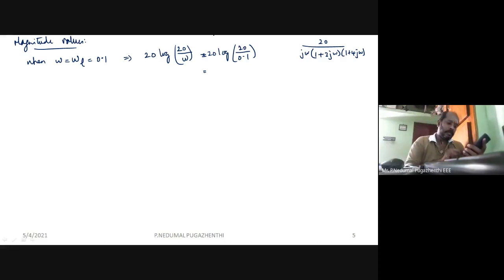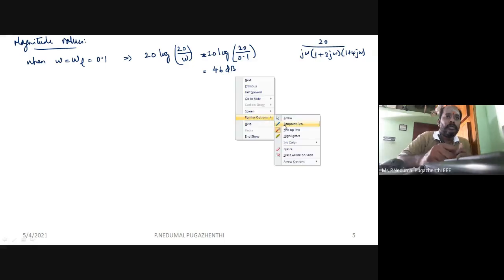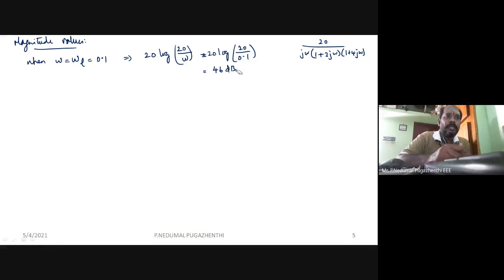So 20 divided by 0.1 will give me 200. Log of 200 will give me 2.3, into 20 will give me 46. How many of you are getting that value? Yes, 46.02. Exactly. So since it is 46.02, I will round it out to the nearest decibel, nearest whole number.